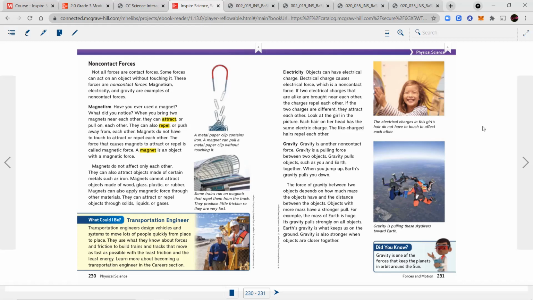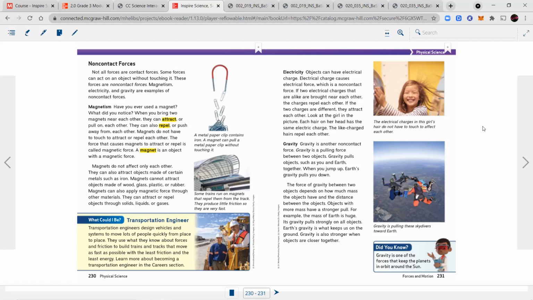What could I be? Transportation engineer. Transportation engineers design vehicles and systems to move lots of people quickly from place to place. They use what they know about forces and friction to build trains and tracks that move as fast as possible with the least friction and the least energy. Learn more about being a transportation engineer in the career section.